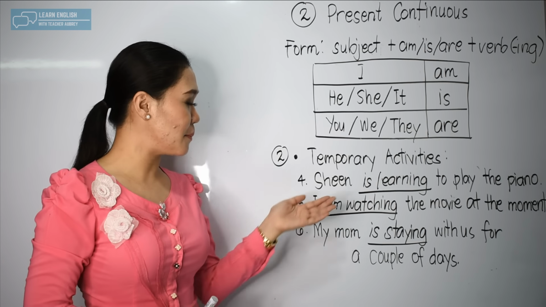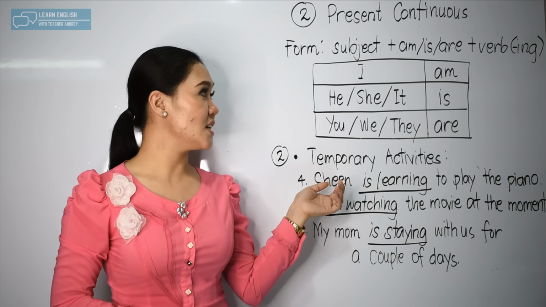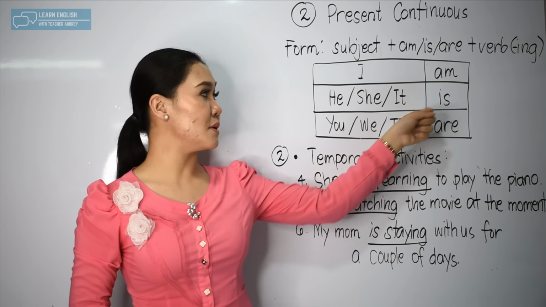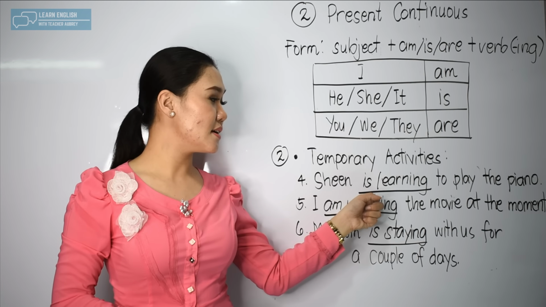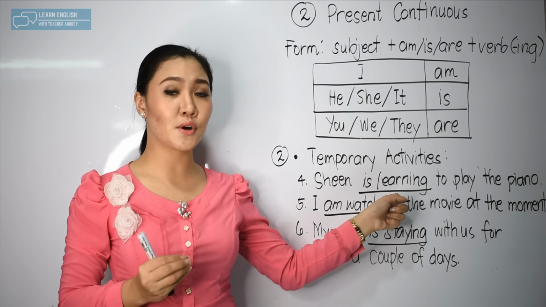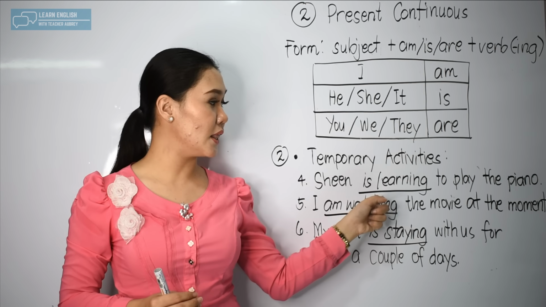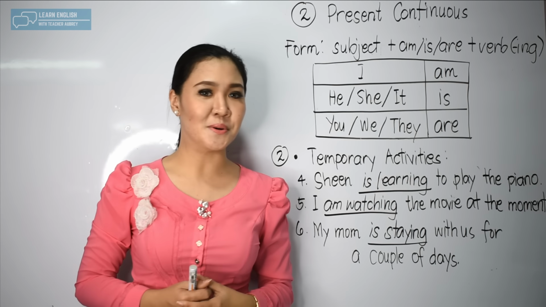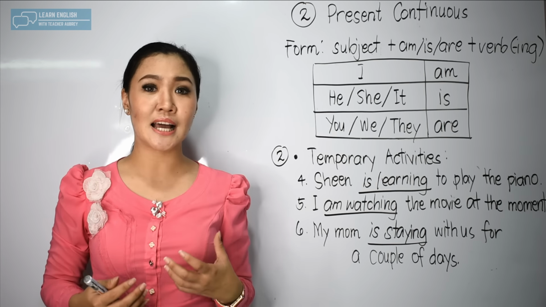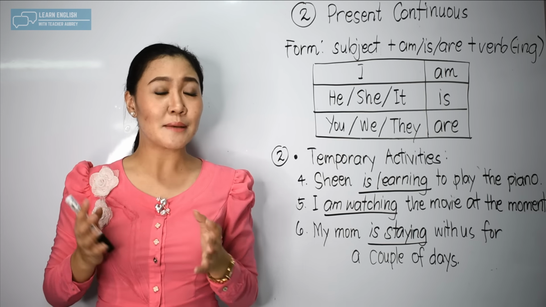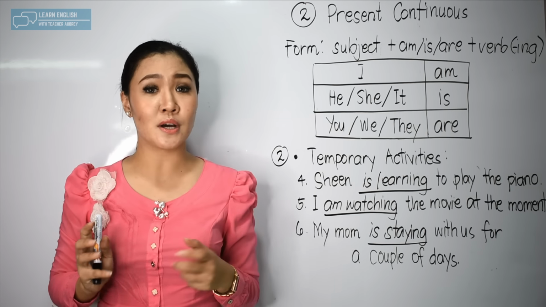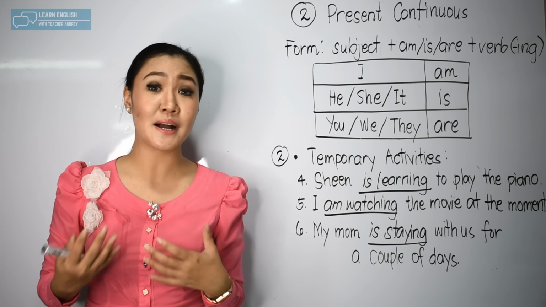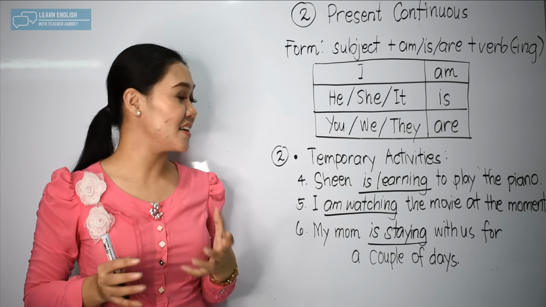Let's have the first example. Sheen. Sheen is a singular subject, kaya ang gagamitin ay is. She is learn. The base form of the verb is learn plus ing, kaya learning. Sheen is learning to play the piano. Ibig sabihin, temporary lang na nangyayari. Temporary na pinag-aaralan ni Sheen yung piano at kapag natutunan na niya, hindi niya na pag-aaralan pa. That is a temporary activity.